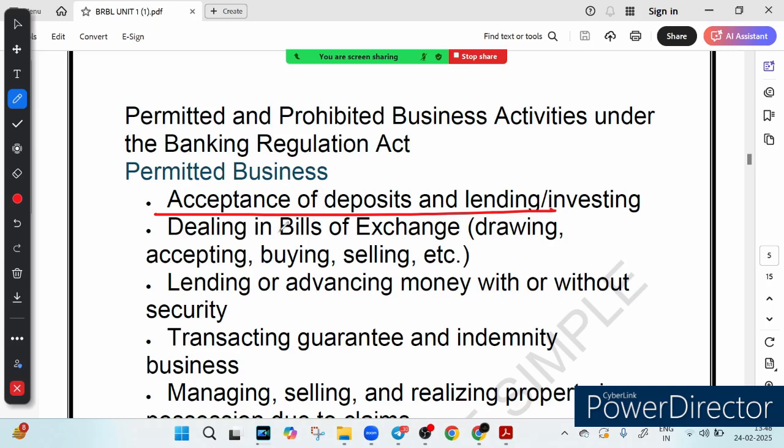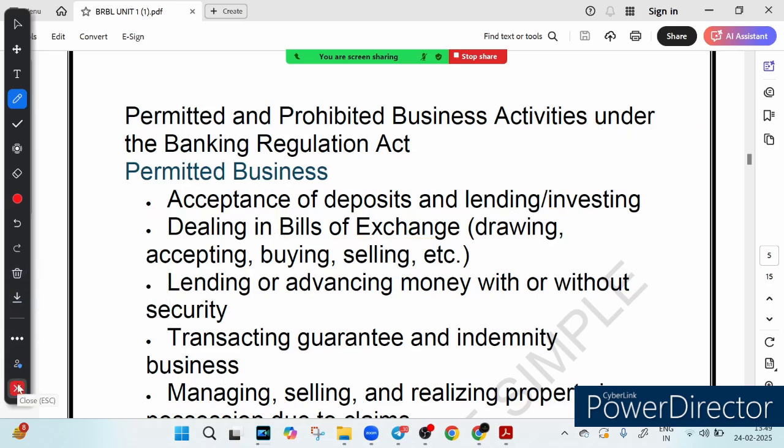Then dealing in the bill of exchange, which we call BOE. Banks can buy, sell and trade financial documents like a bill of exchange. Think of it, a bill of exchange is just like a promise to pay, right? So this is the second function, permitted business.